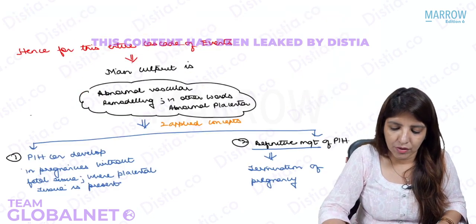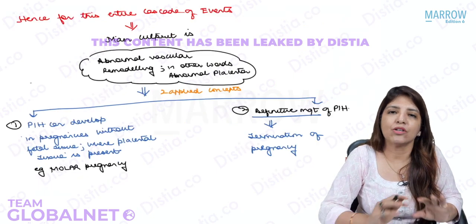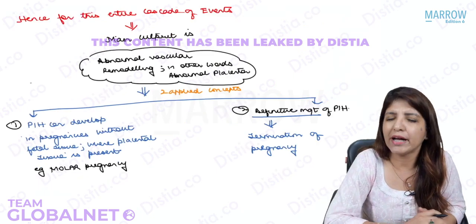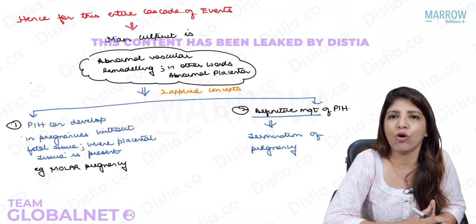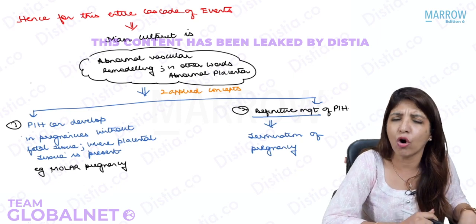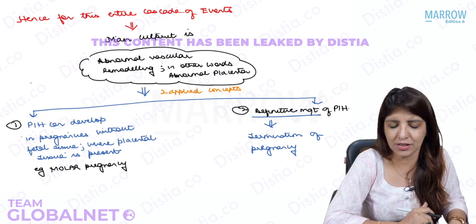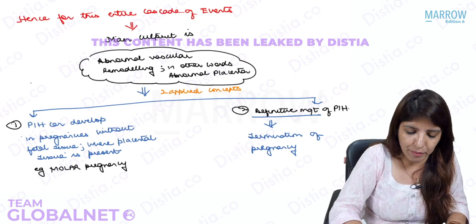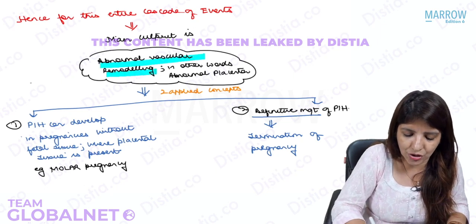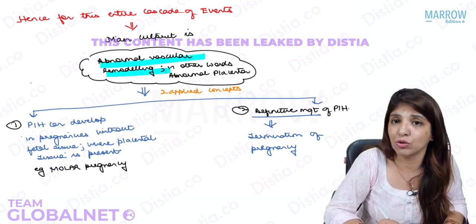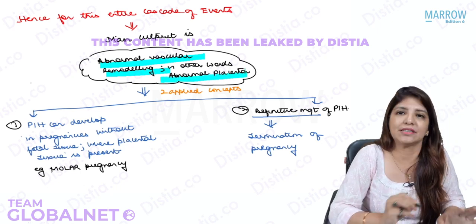Now, so this means for everything which is happening, for the entire cascade of events, for all the organs which are getting involved, what is the main culprit? The main culprit is abnormal vascular remodeling. In other words, abnormal placenta.